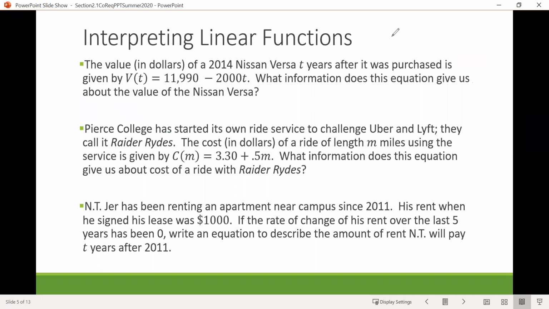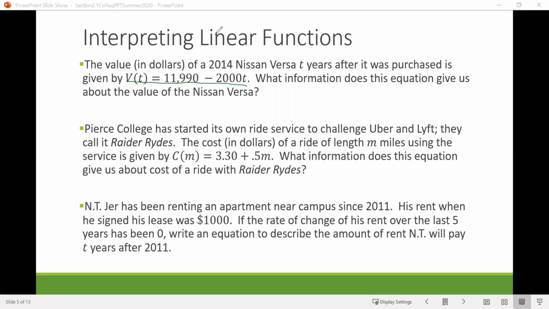All right, so let's use that idea now to interpret what some linear functions are telling us. In the first one here, it says the value in dollars of a 2014 Nissan Versa, t years after it's purchased, is given by v of t equals 11,990 minus 2,000 t. And they want us to tell them what information this is giving us about the value of the Nissan Versa.